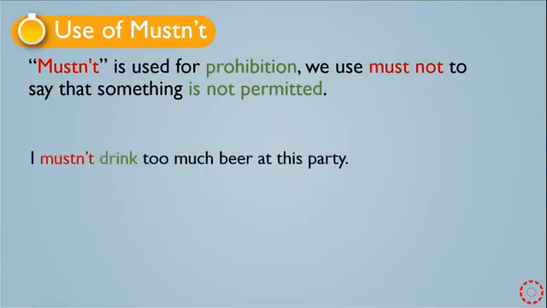For example, look at this example. I mustn't drink too much beer at this party. In this sentence, we can see that I don't think it's a good idea to drink too much beer at the party, and I want to avoid doing it. This might be because of my important meeting with my boss.